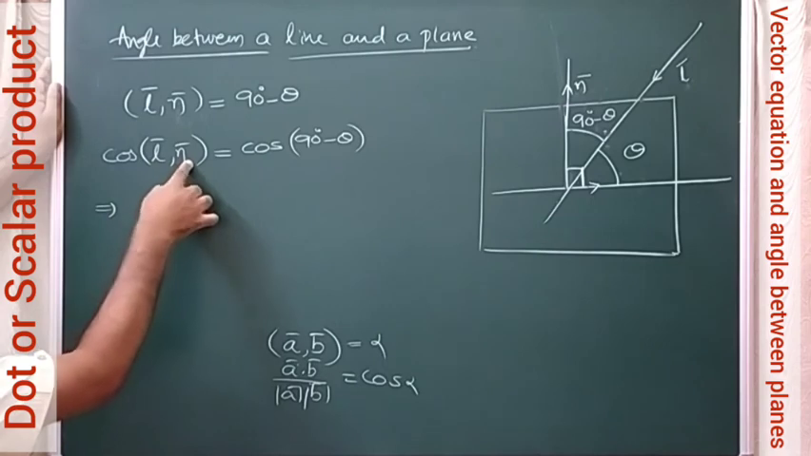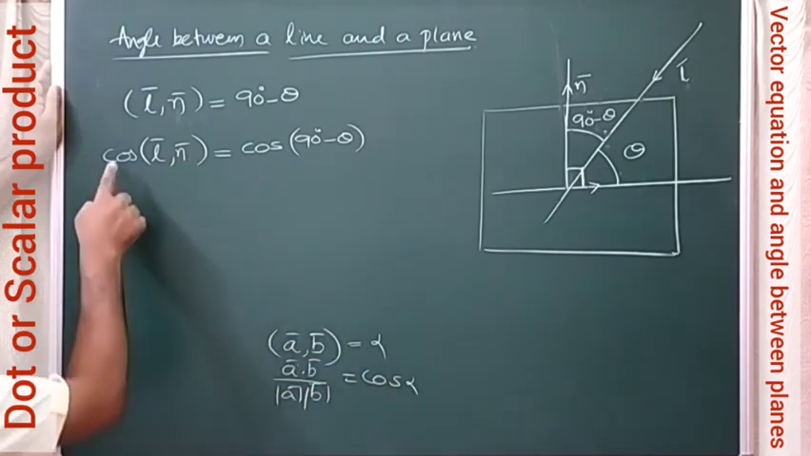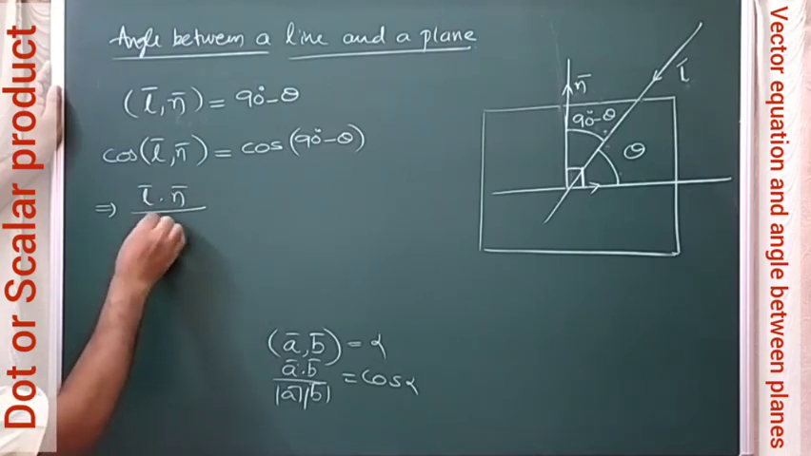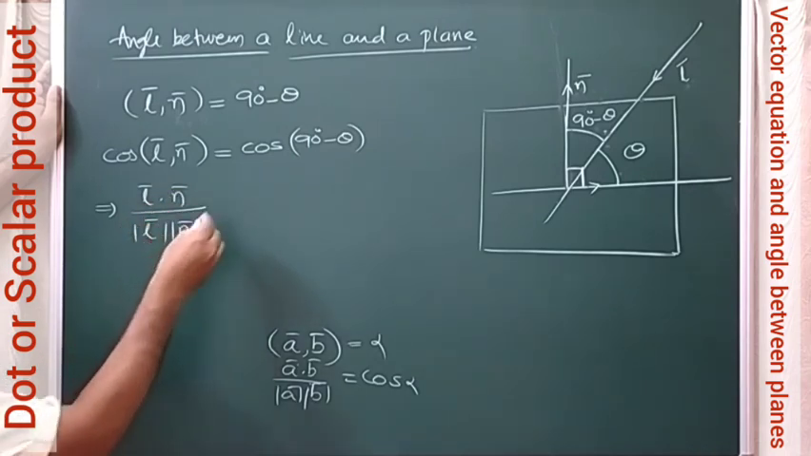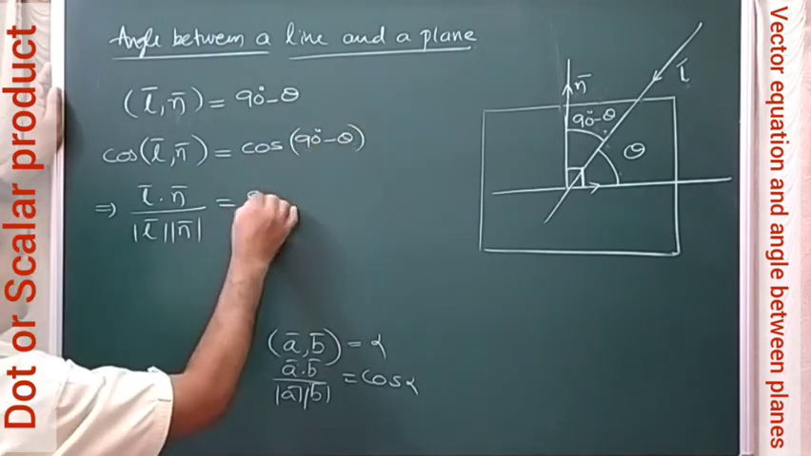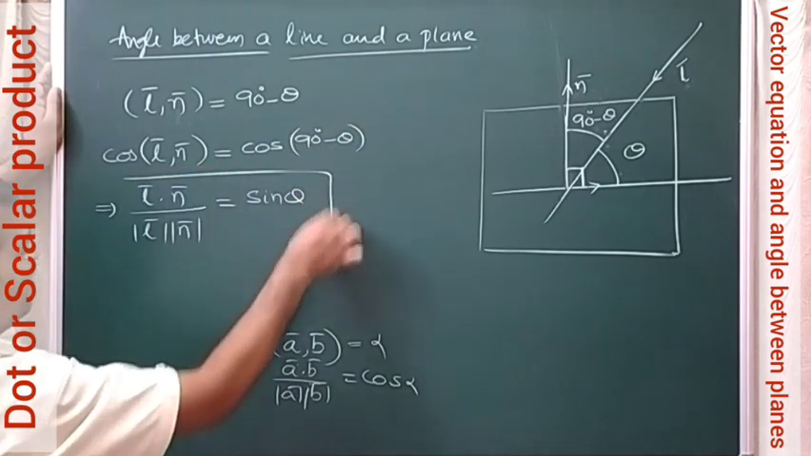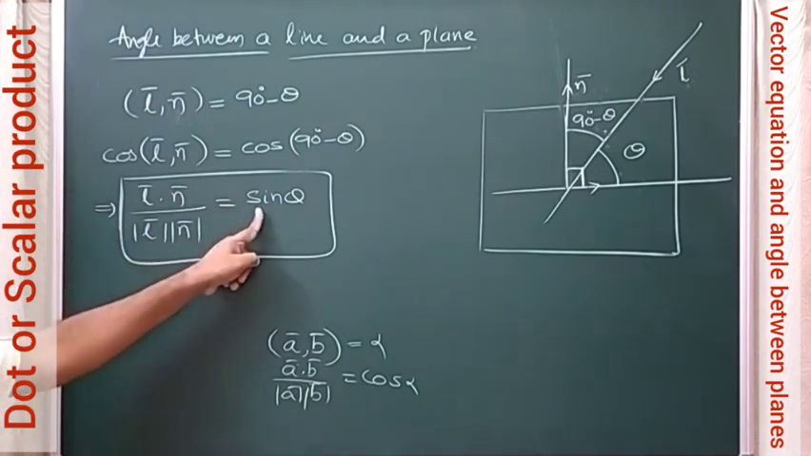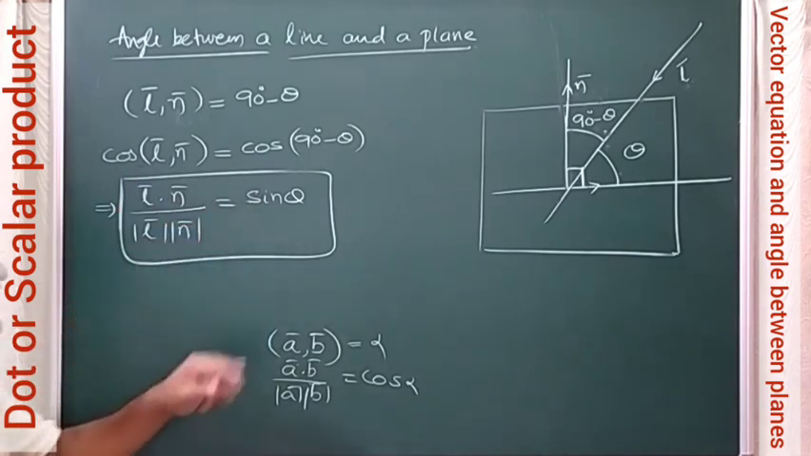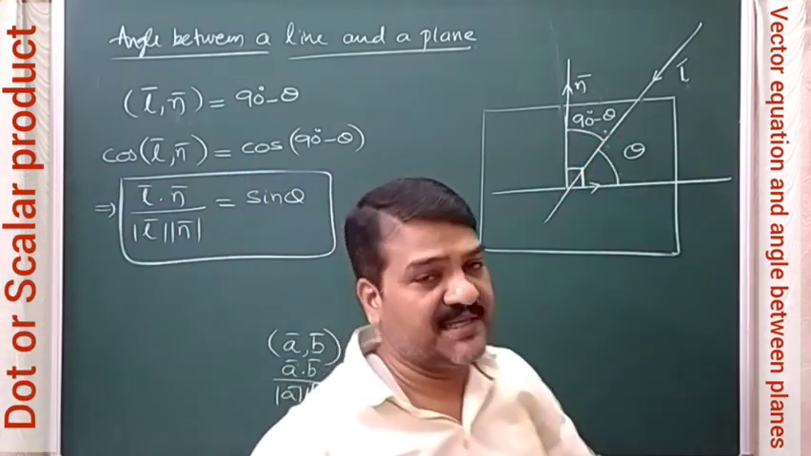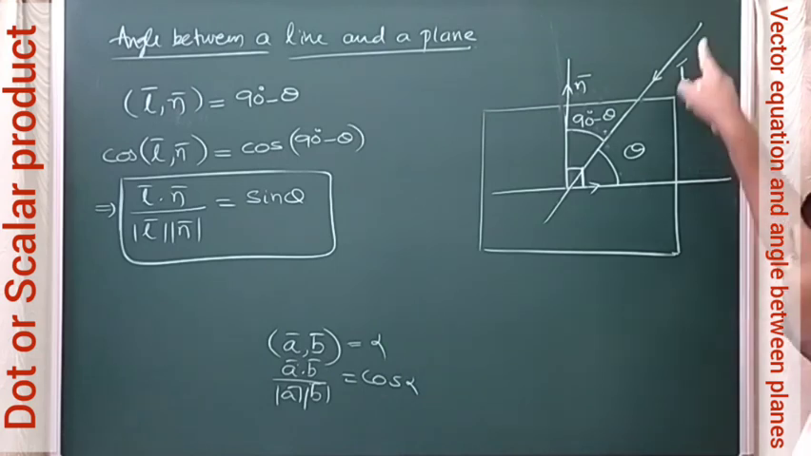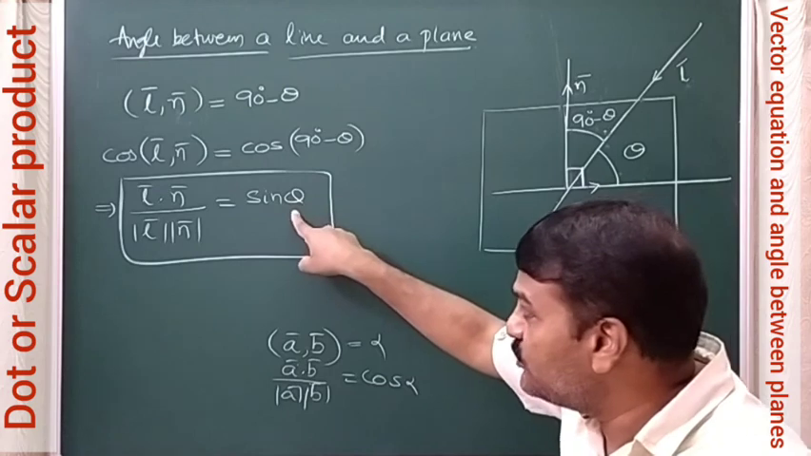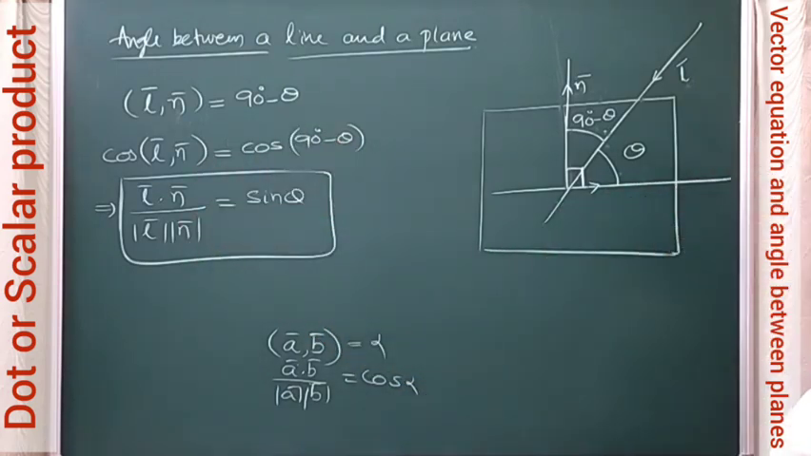So cos of L comma N, you can use this formula, no? So cos of L comma N means L bar dot N bar by mod L mod N. And what is cos of 90 minus theta? Sin theta. Now if you simplify this part, you will get sin theta. And when you get sin theta, you can calculate theta from that. So if theta is the angle between the line and the plane, this is the formula to calculate that theta.